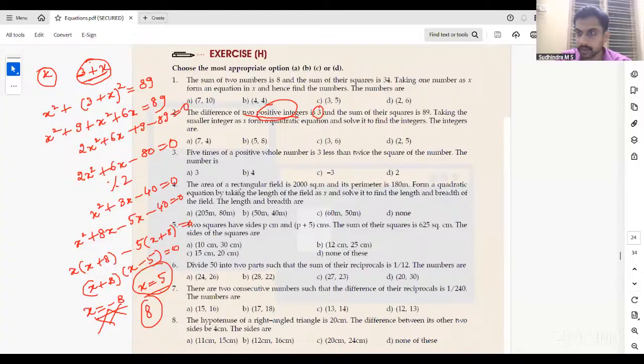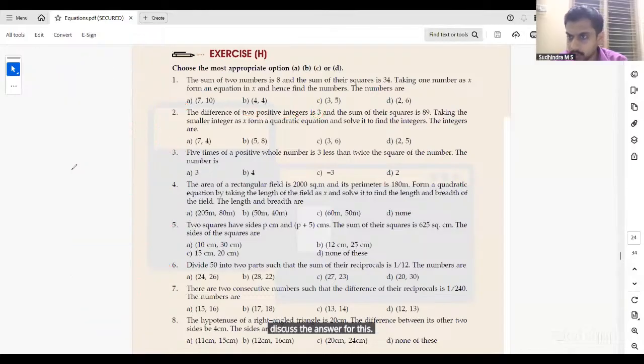Perfect question. Very good. Sahana is correct. Okay, fine. We'll quickly discuss the answer for this. Is that Pallavi correct?